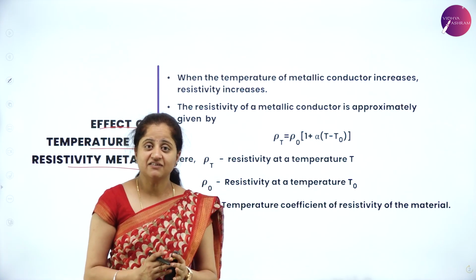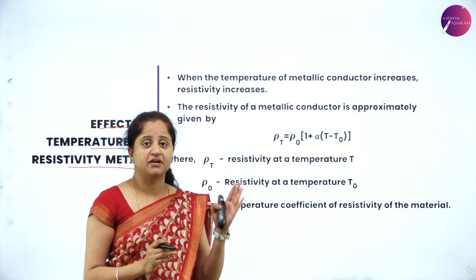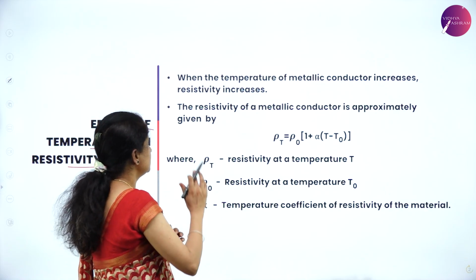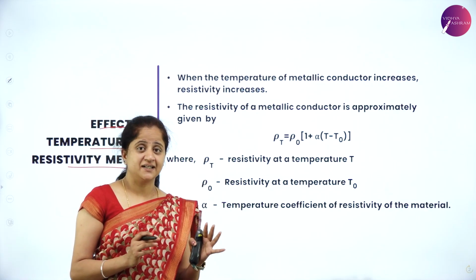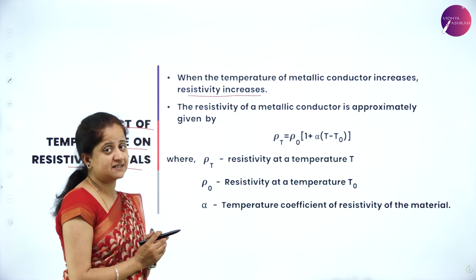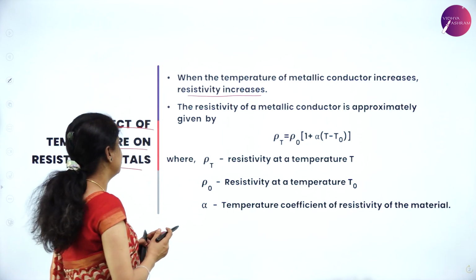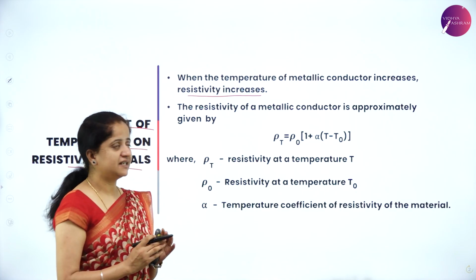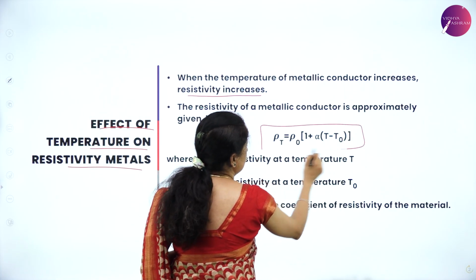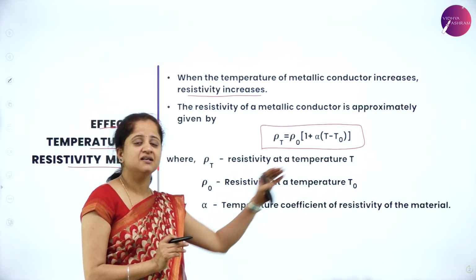So, the resistivity value is different for different materials. What is this effect of temperature on resistivity of metals? Let us understand. When the temperature of a metallic conductor increases, its resistivity also increases. The resistivity depends on temperature in case of metals. The resistivity of a metallic conductor is approximately given by rho T is equal to rho naught into 1 plus alpha of T minus T naught.